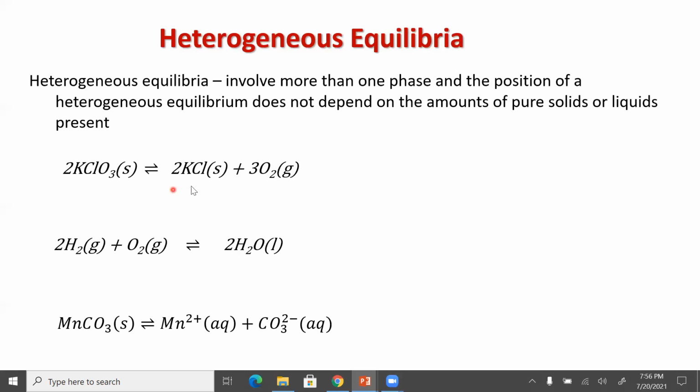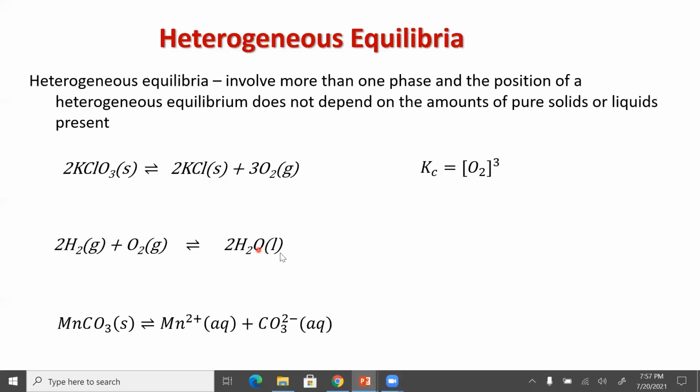So for this first reaction, our equilibrium expression would be the concentration of oxygen raised to the third power. We're not going to include KCl, and we're not going to include KClO3 because they're solids.